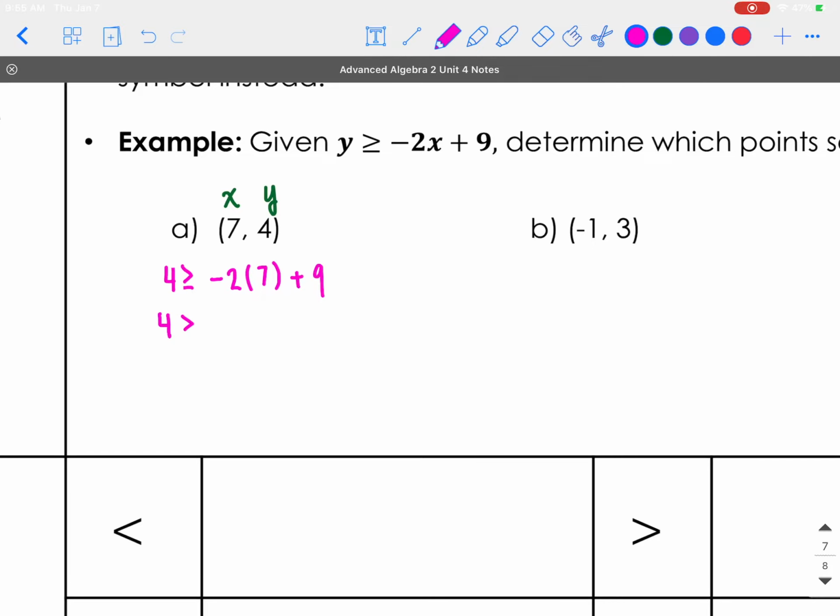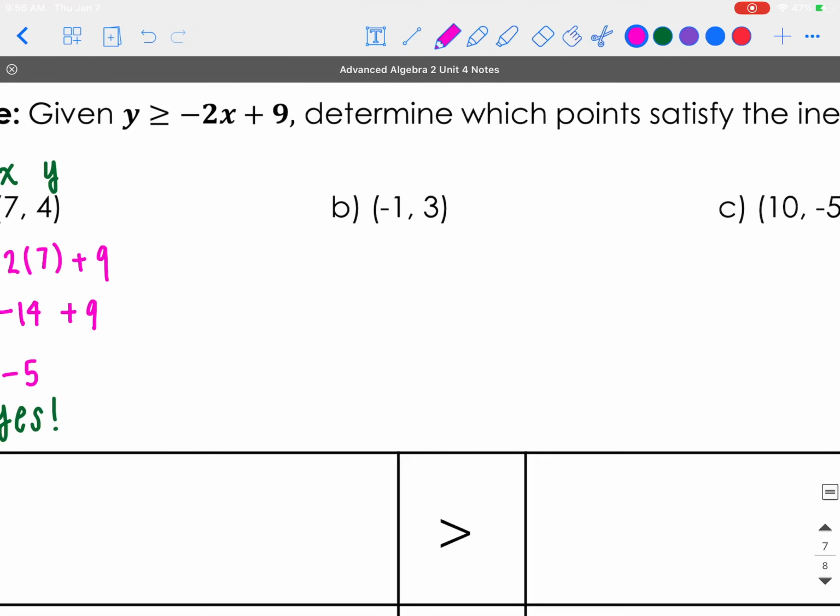This would be 4 greater than or equal to negative 14 plus 9, and 4 greater than or equal to negative 5. Is 4 either bigger than or equal to negative 5? Yes, it is. It's greater than.